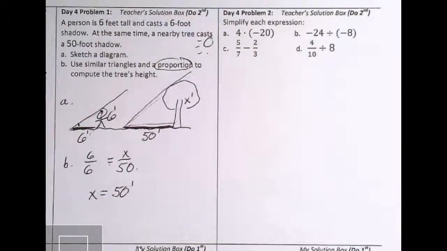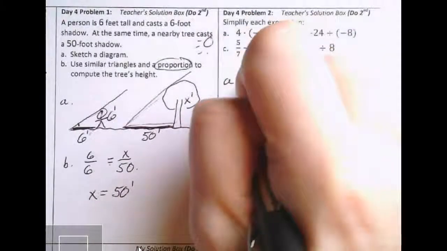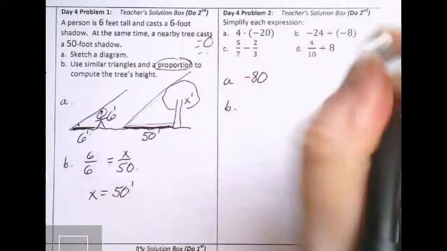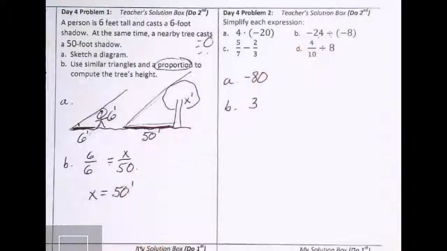Now day 4, problem 2, question A, 4 times negative 20 is negative 80. Question B, negative 24 divided by negative 8 is 3.